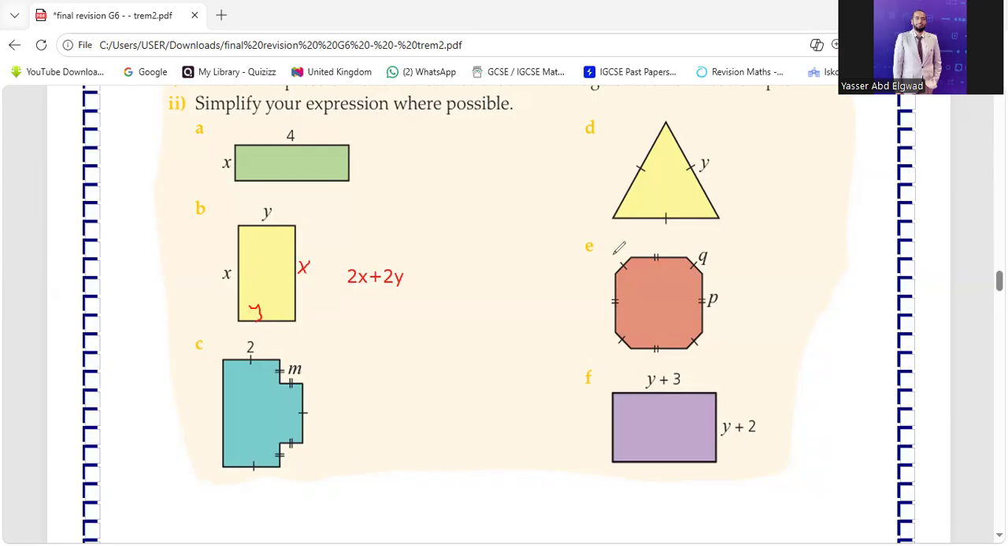The next one, here is a little bit tricky. Here is a q repeated. How many times repeated? Q, and here is q, q, q. If you count them 1, 2, 3, 4. And the same for p, there is p, p. If you add them, we get 4p plus 4q.